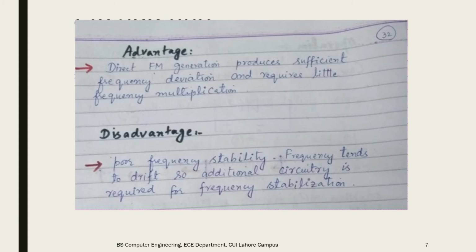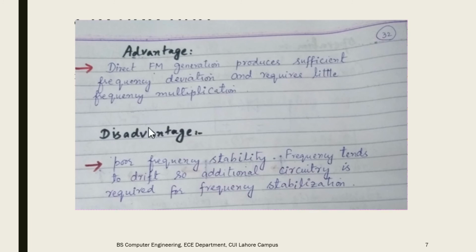Now if we talk about the advantages of direct FM generation, direct FM generation produces sufficient frequency deviation and requires little frequency multiplication. As you can see, we did not use any frequency multiplier in our circuit, which is the case with indirect generation. So the main advantage of direct FM generation is that we don't need any frequency multiplier.